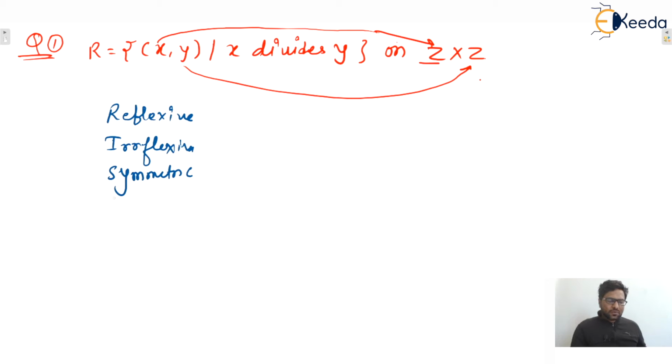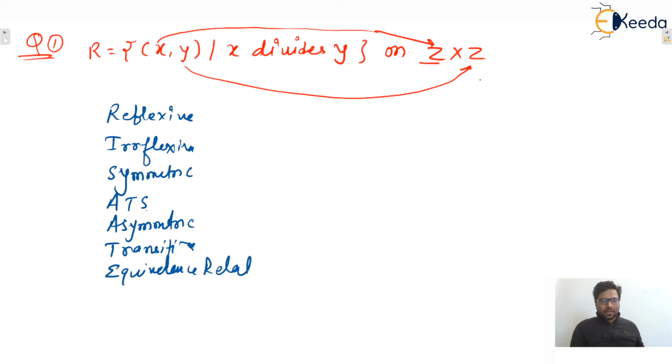Next one, whether this one is anti-symmetric or not, whether it is asymmetric or not, whether it is transitive or not, whether it is an equivalence relation or not, and the last one, whether it is a partial order relation or not. We will check one by one, isn't it?